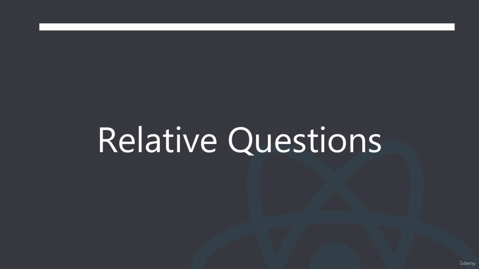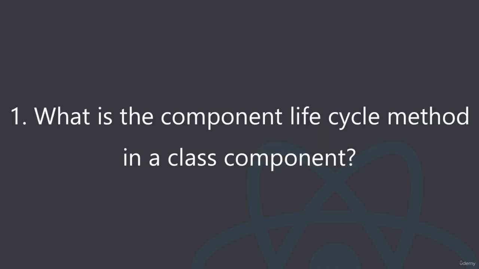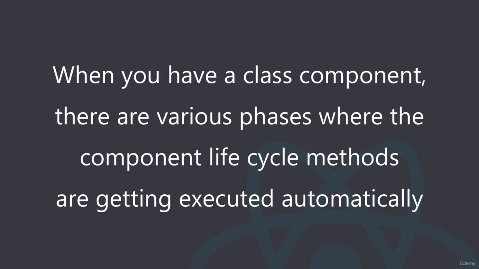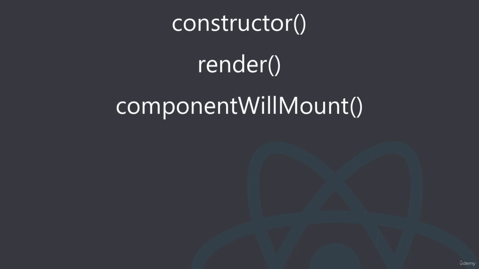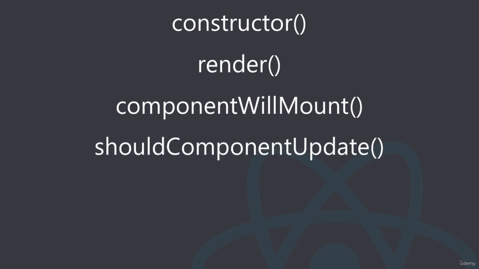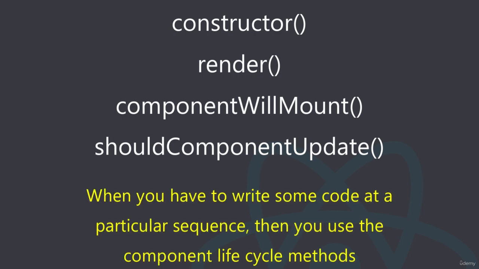Now let's talk about the related questions. The first question is, what is the component lifecycle method in a class component? When you have a class component, there are various phases where the component lifecycle methods are executed automatically. For example, we have a constructor, we have render, we have componentWillMount or shouldComponentUpdate kinds of methods, and they have a specific execution sequence. So when you have to write some code in a particular sequence, then you use the component lifecycle methods.